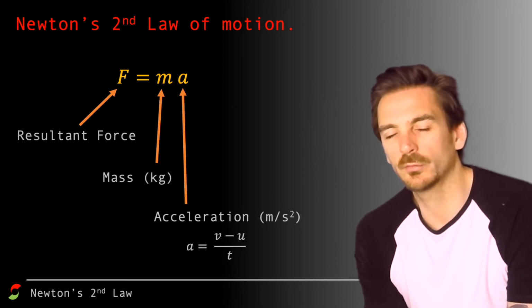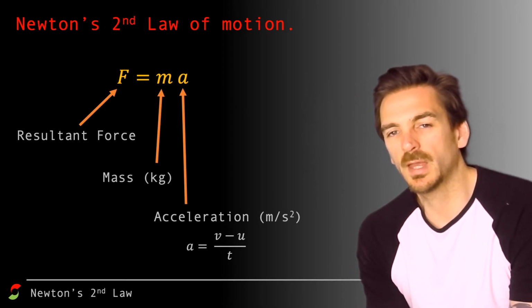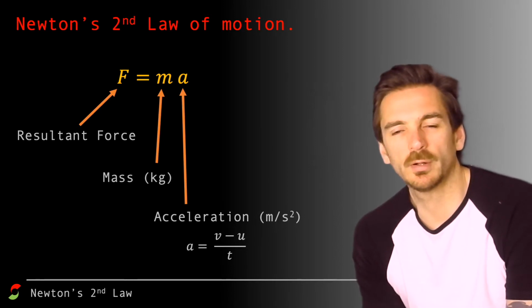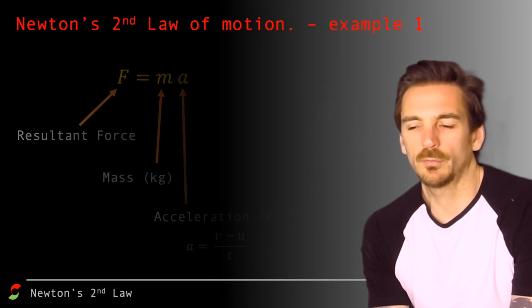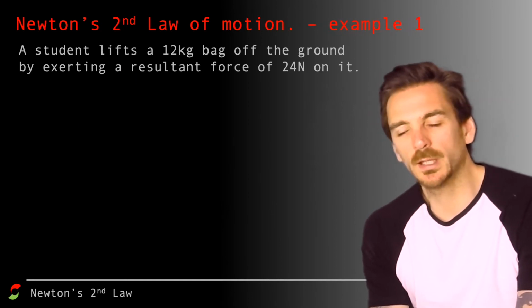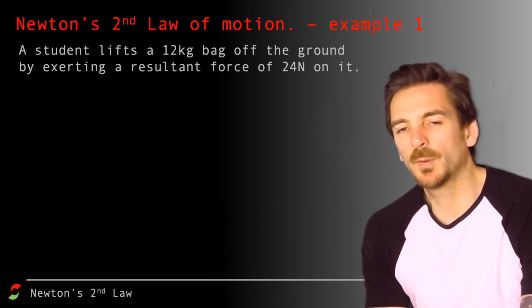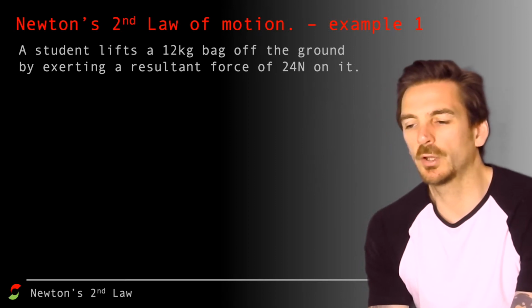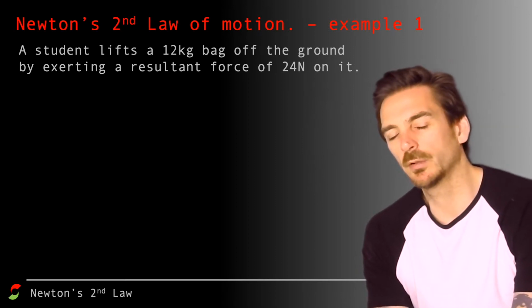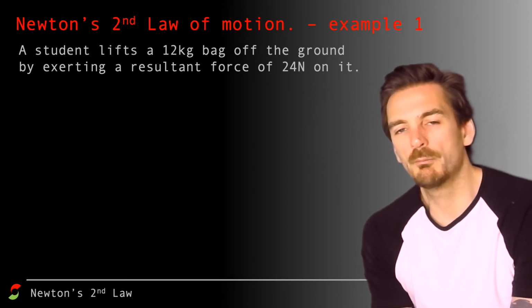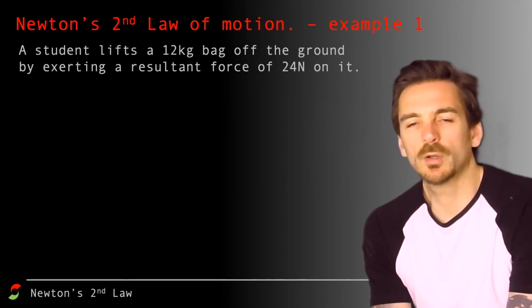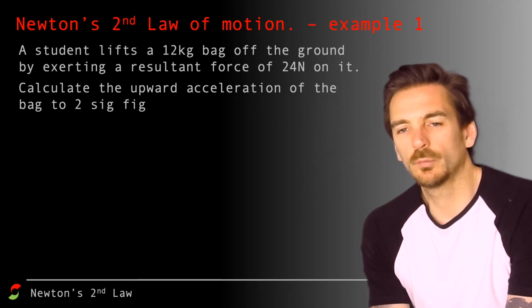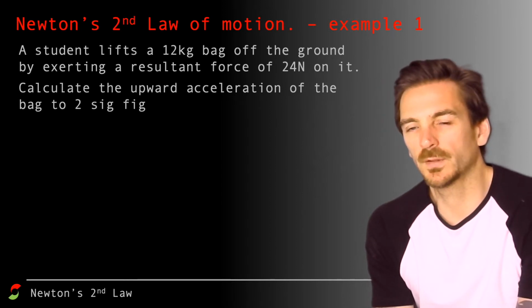So let's have a look at some examples using F equals ma. They're going to get progressively more difficult. So first example then. A student is going to lift a 12 kilogram bag off the ground by exerting a resultant force on it. And it's going to be 24 newtons. So the first thing is that we've got mass and we've got resultant force. So what we can do is work out the upward acceleration with that. We're going to do it to two significant figures.